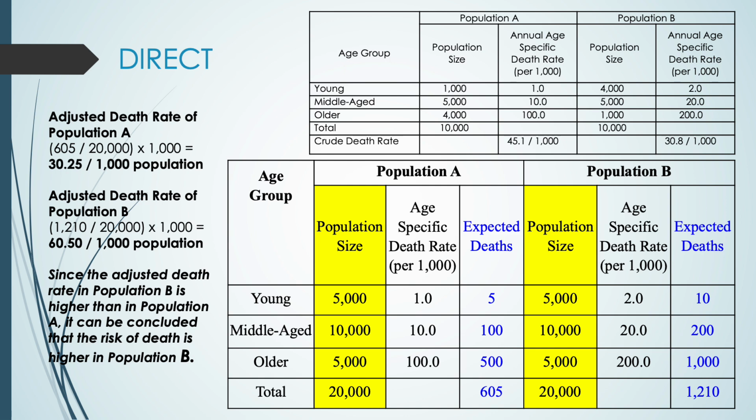For the middle age, we have to add the middle age population size for both A and B, which is 5,000 for A and 5,000 for B. Thus, we get 10,000. So we put that in the highlighted part. Lastly, for the older population, we add 4,000 population size in A to the 1,000 population size in B, and we get 5,000. And again, we put that in the highlighted part corresponding to the older class.